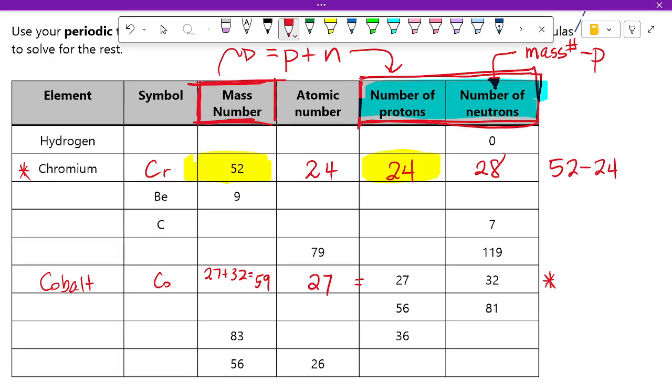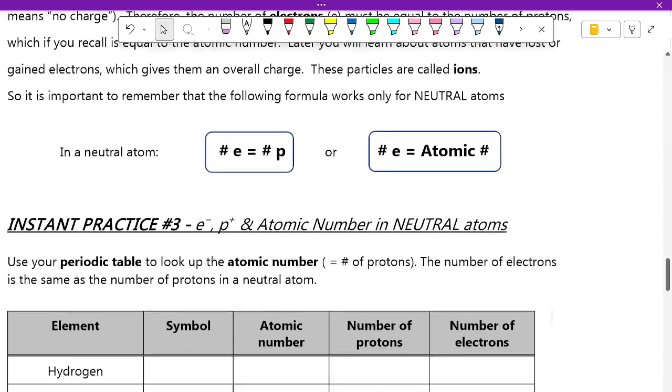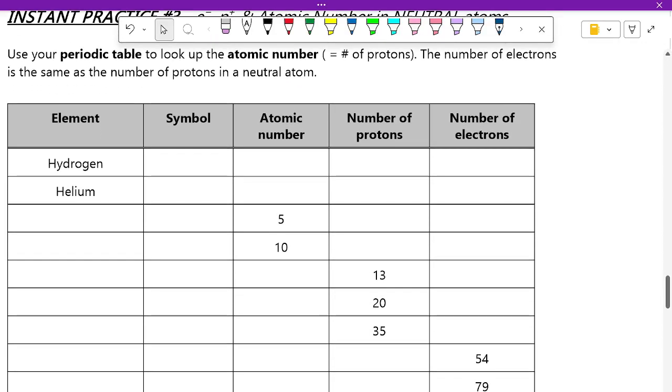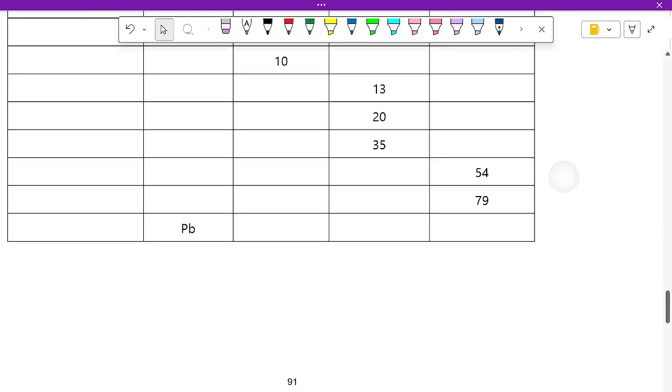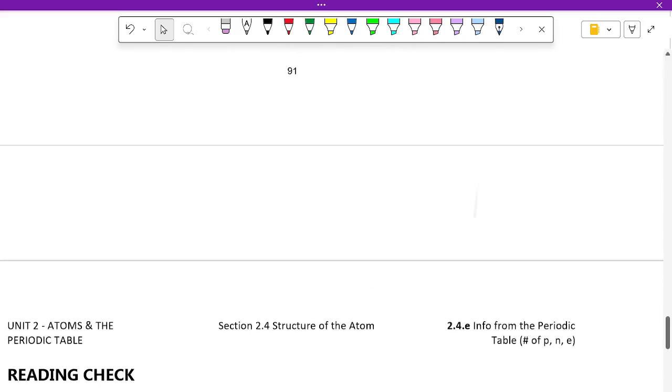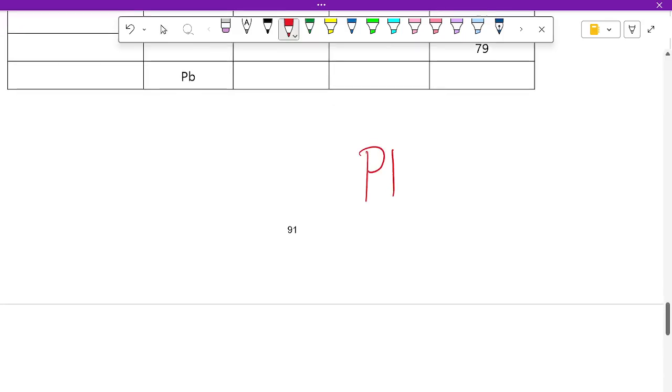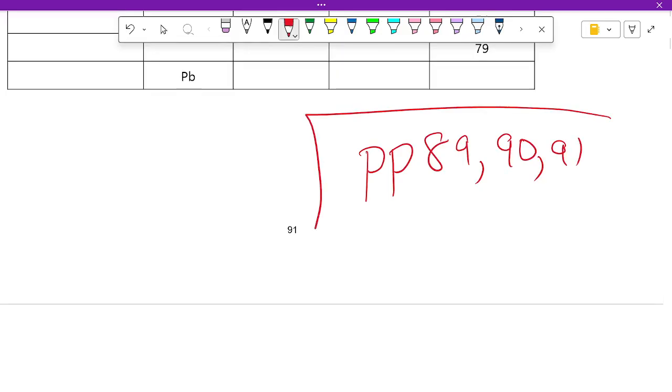And then lastly, on our next page, the only thing we're adding in here is the number of electrons, and the number of protons and the number of electrons are the same. So that one's actually really easy. So you guys are just going to do pages 89, 90, and 91, and that's it.